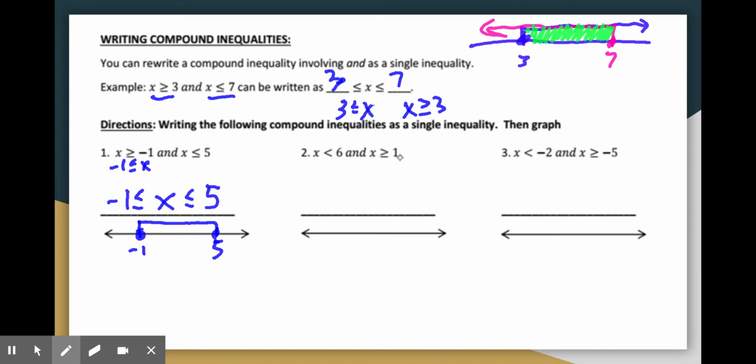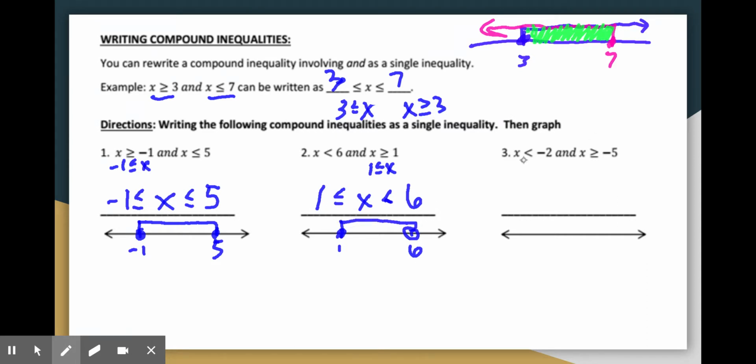Okay, here's another one. x is less than 6 and greater than or equal to 1. So we put x in the middle. The smaller number goes first, the larger number goes last. And now the larger inequality stays the same, so x is less than 6. And then, if I write it the other way, this would become 1 is less than or equal to x. Now my x is in between, 1 and 6. Closed circle because 1 is equal to. The 6 doesn't have an equal to sign, so it gets an open circle, and my solutions are in between.